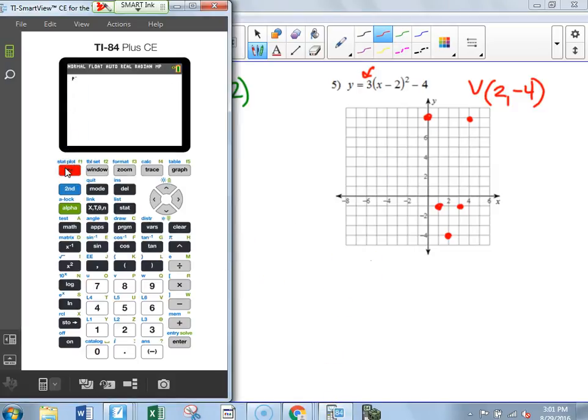If you go to y equals, and you make sure the plots are off up here. This isn't very big. Need me to make it bigger?